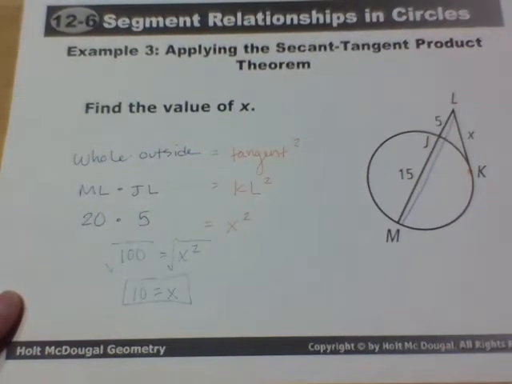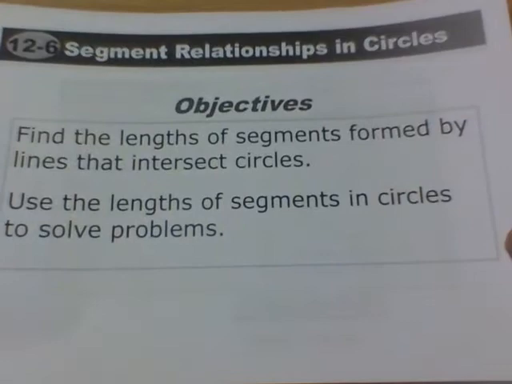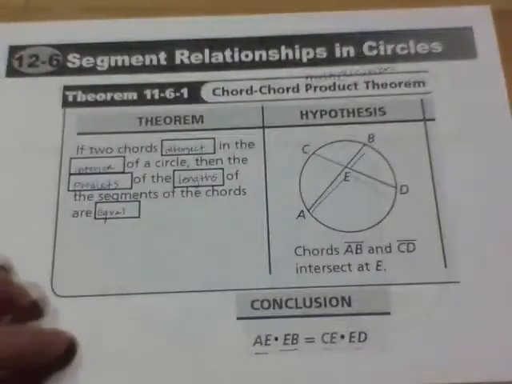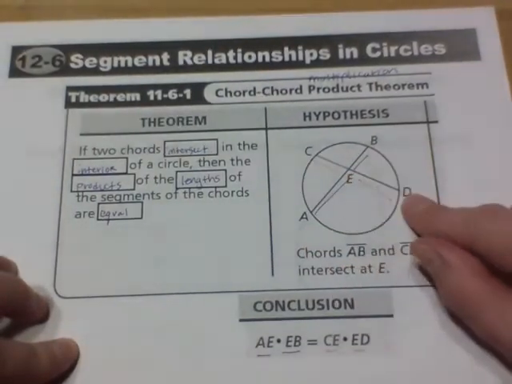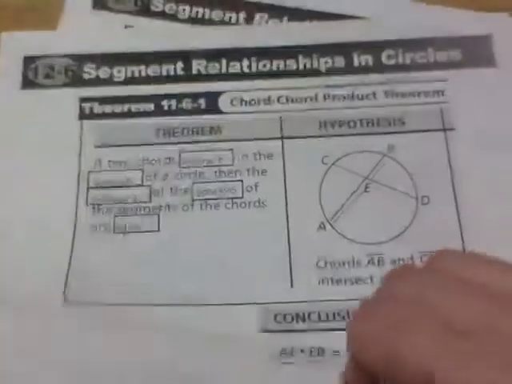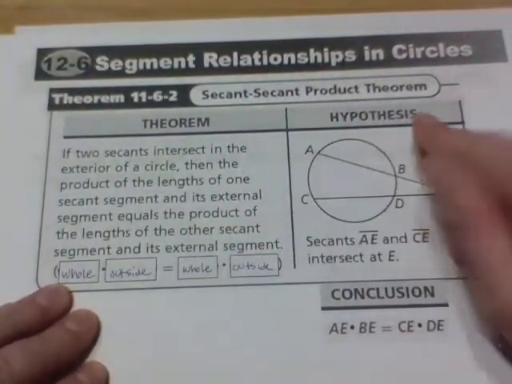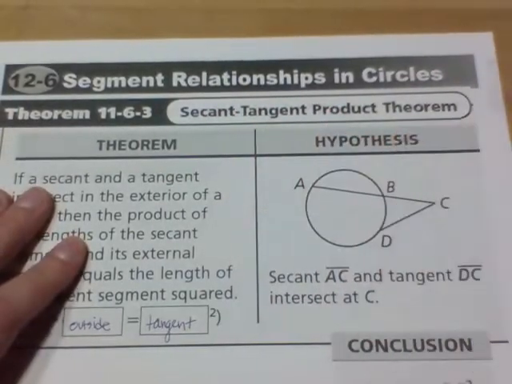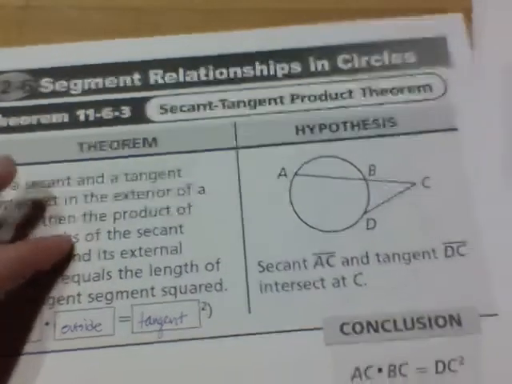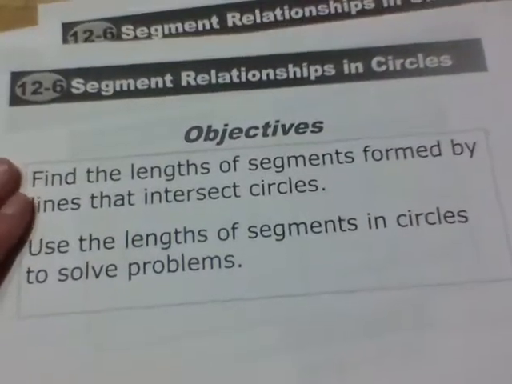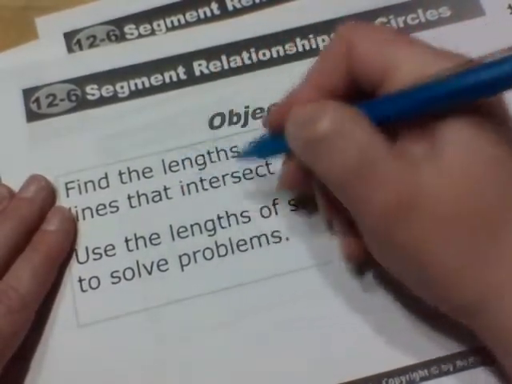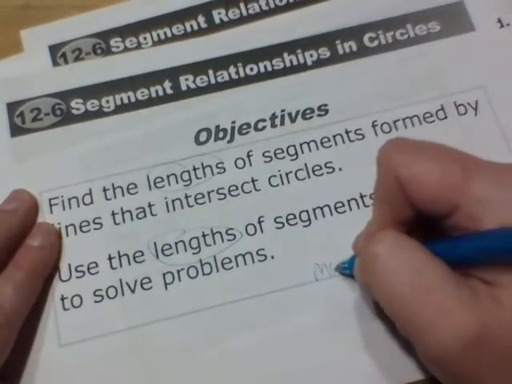Alrighty. So three new ideas here. We've got our secant segments, but then we've also got this chord product theorem. And then we did our secant product theorem. And then our last one, the secant tangent product theorem. So lots of multiplying of lengths. So remember that we were talking about lengths and not degrees. So again, we're moving on from degrees.